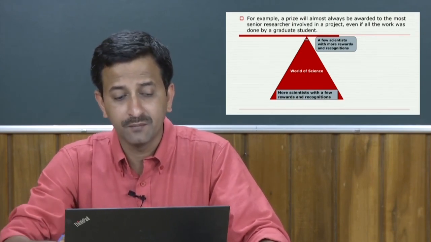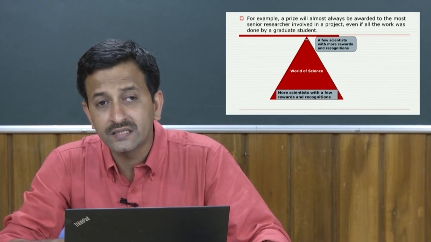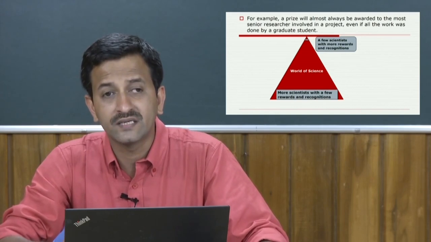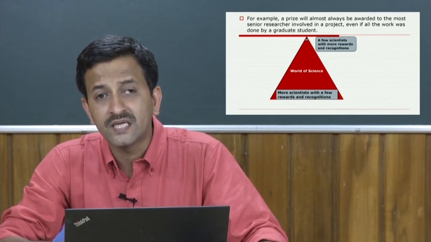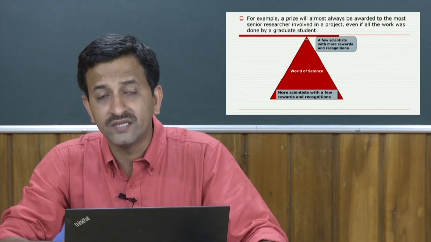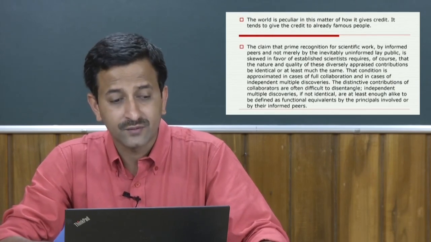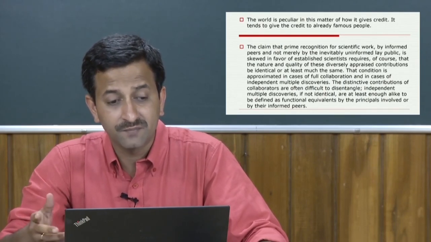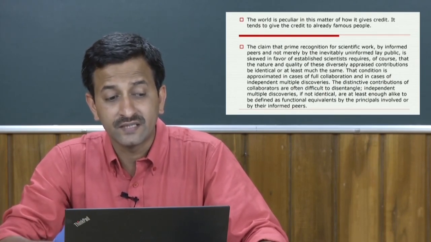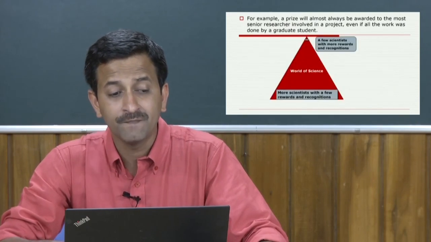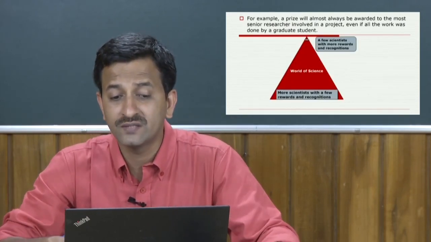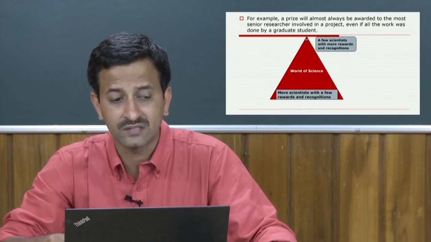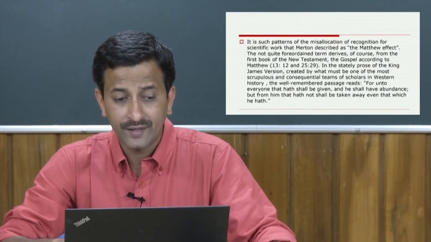Where at the bottom you find more scientists with few rewards and recognitions, and at the top you find very few scientists with more rewards and recognitions, the world of science appears to be unequally distributed. That is why we have discussed how the world is peculiar in this matter, how it gives credit. It tends to give the credit to already famous people. For example, a prize will almost always be awarded to the most senior researcher involved in a project, even if all the work was done by a graduate student.